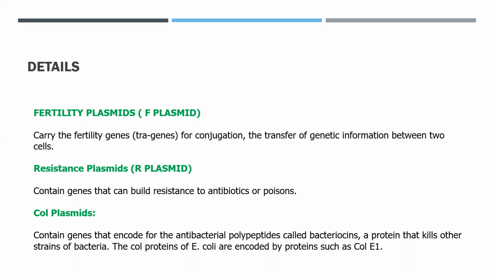Next, resistance plasmids contain genes that can build resistance to antibiotics or poisons. Antibiotics means kanamycin, ampicillin. Next one is the col plasmid. Col plasmids contain genes that encode antibacterial polypeptides called bacteriocins, proteins that kill other strains of bacteria. These proteins are encoded by genes such as ColE1. ColE1 is a protein.